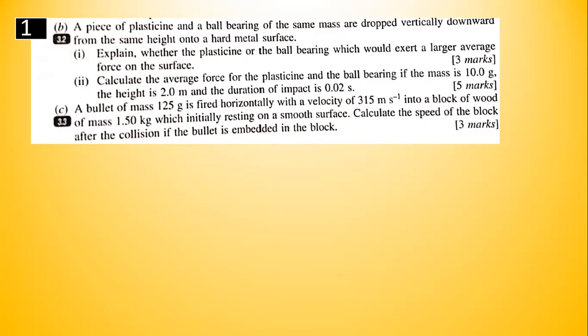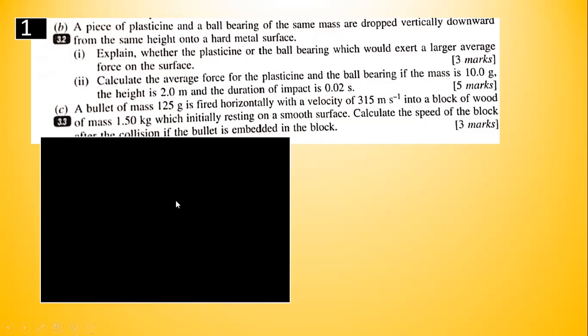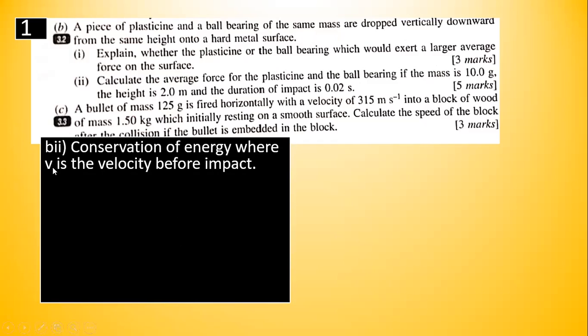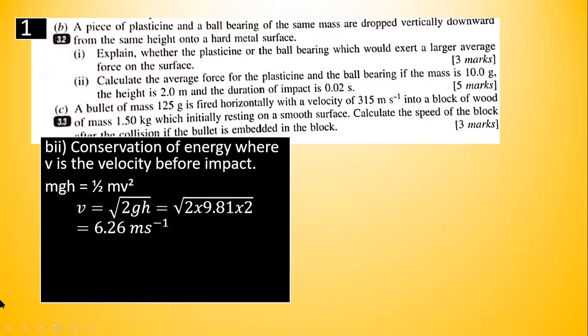So basically, zero, U is? You have to find U first by using conservation of energy. Initially, potential energy. Finally, kinetic energy. Then calculate the velocity at impact, where V is the velocity before impact. MGH initially, and then the potential energy changes to kinetic energy. Cancel the M. Then we can calculate our V.